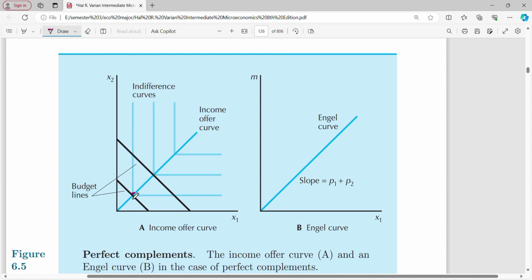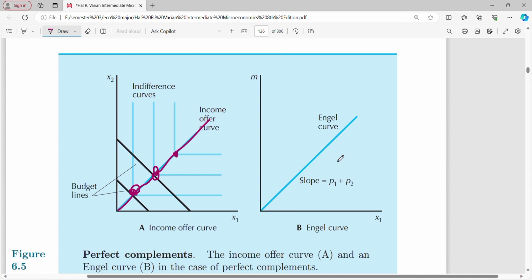Since the consumer will always consume the same amount of each good, no matter what, the income offer curve is the diagonal line through the origin, right? Because the bundles are only demanded at this point where both goods are equal. So the income offer curve will just connect that, and it will be a straight line through the diagonal.